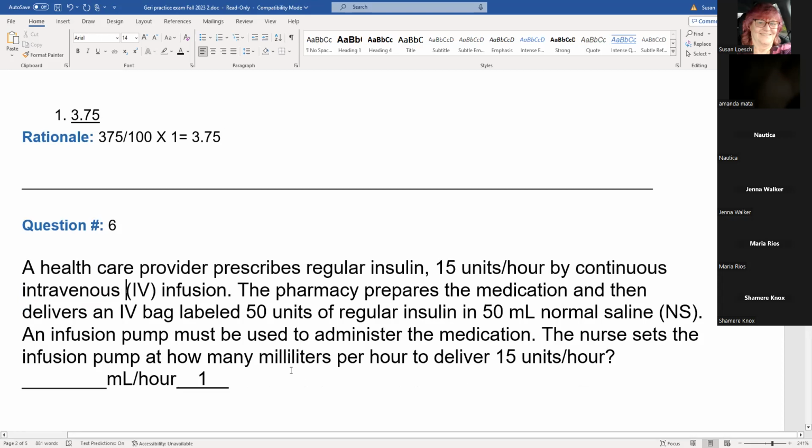And really, you don't even need a calculator to do this, but I would suggest that you do it that way in case it doesn't work out. But you have 50 units per 50 mLs. That means you have how many units per mL? 1 unit per mL, right? So if you're delivering 15 units per hour, you're going to deliver 15 mLs per hour, right? But let's just do the math because this is desired over have. So your desired dose is 15 units per hour, and you have 50 and 50.